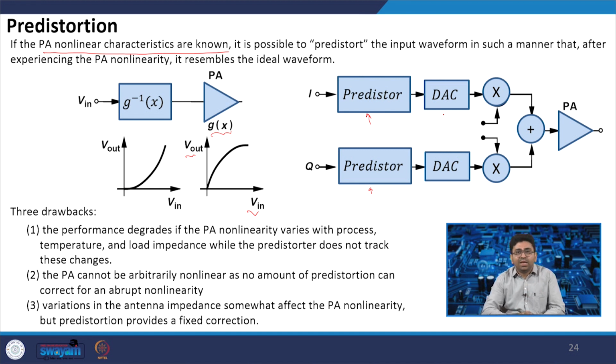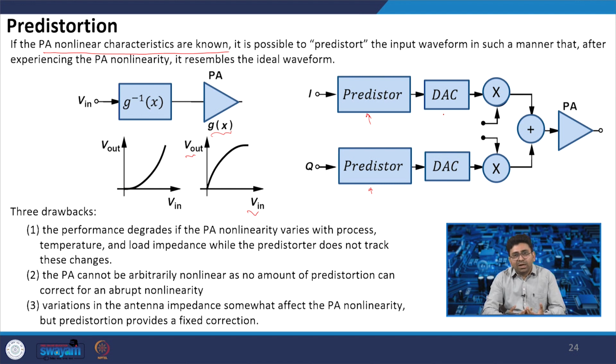Otherwise, the pre-distorted signal will not work, meaning the function g inverse times g(x) will not be linear. Third, variation in the antenna impedance, because we are going to connect an antenna at the output, somewhat affects the power amplifier nonlinearity, but pre-distortion provides a fixed correction.